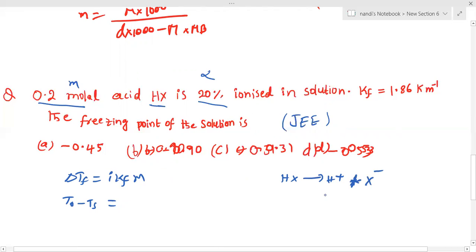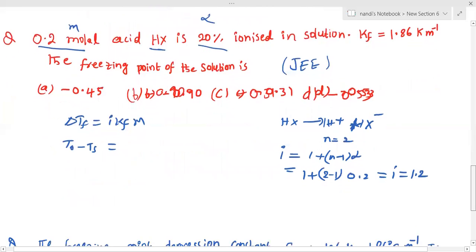So n value how much, sir? This is 1, this is 1. So n equals 2. For dissociation, i equals 1 plus (n minus 1) into alpha. So 1 plus (2 minus 1) into alpha. Alpha value how much here? 20%, nothing but 0.2, or 20 by 100 you can take. So we'll get i equal to 1.2. I gave the derivation and everything in my previous videos, you can find it.